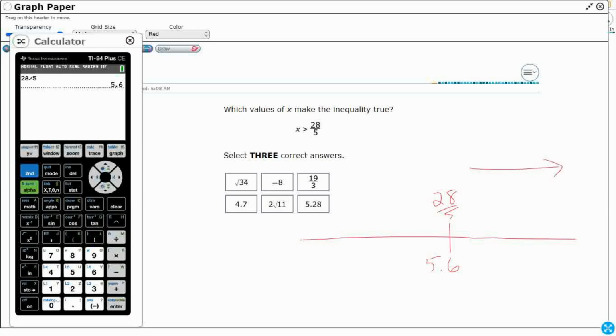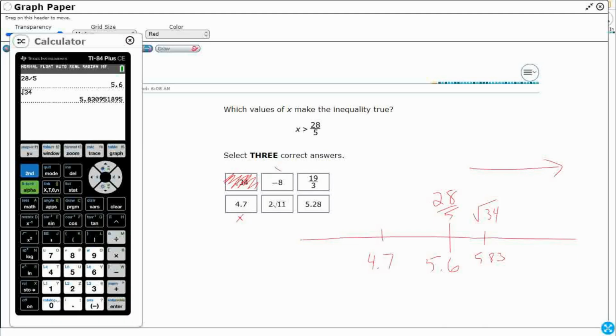So let's just start using a calculator. So let's square root. That's the second and then the x squared. Let's get that 34. And that's 5.8. That looks good. So we're going to say 5.83, square root of 34. So we will select that one. I can already tell you that 4.7 is not going to be enough. It is too small. Negative, I mean, look at negative 8, right? So that's an X on that one.